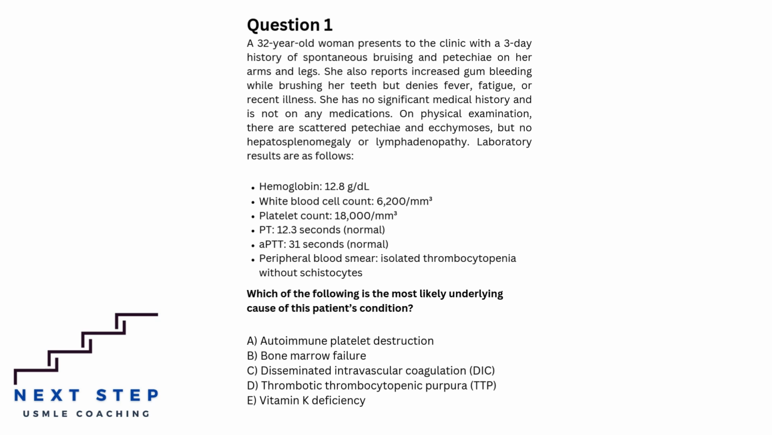All right, so let's do this. What is the most likely underlying cause of this patient's condition? We have a 32-year-old woman presenting with a 3-day history of spontaneous bruising and petechiae on her arms and legs, increased gum bleeding while brushing her teeth, no significant medical history, no medications. Physical exam, we have scattered petechiae and ecchymoses, but no hepatosplenomegaly or lymphadenopathy. Here are the lab values.